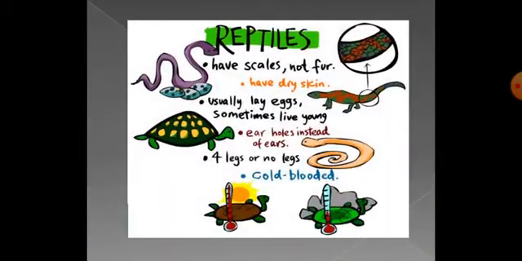Reptiles. Reptiles have scales, not fur, and they have dry skin. They usually lay eggs and sometimes give birth to live young. They have air holes instead of ears. They have 4 legs or no legs. They are cold-blooded animals.